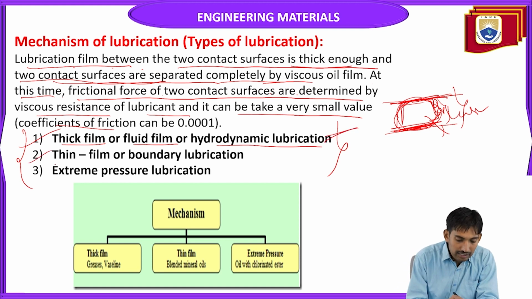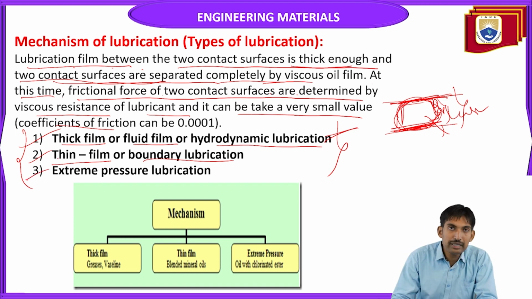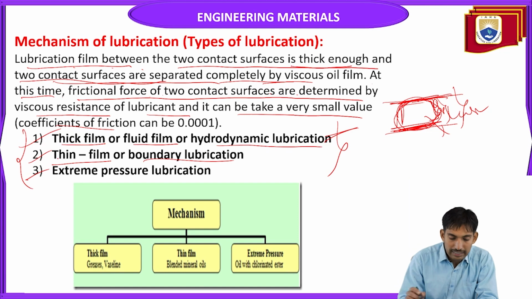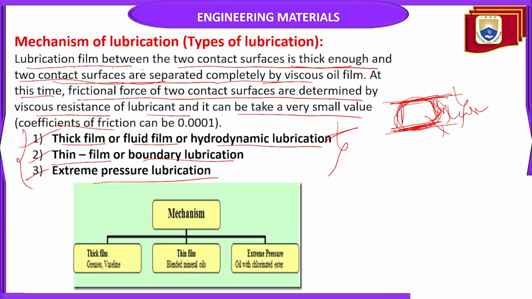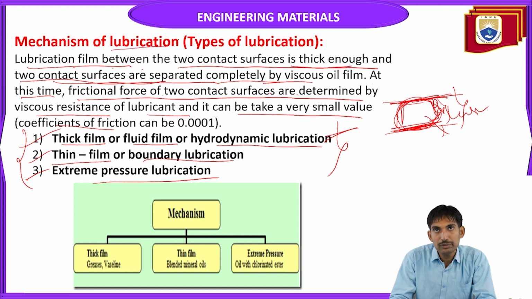The second one is thin film or boundary lubrication. The third mechanism of lubrication is extreme pressure lubrication. So the types of lubrication are three: thick film or fluid film or hydrodynamic lubrication, thin film or boundary lubrication, and extreme pressure lubrication.